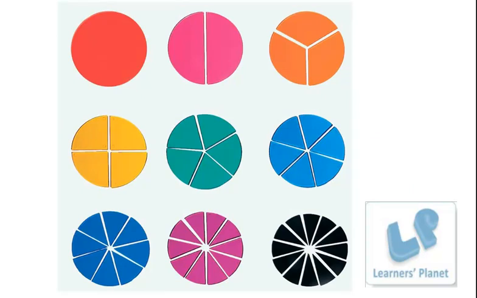Now we see a circle. Here it's whole. This is whole. We call it 1. Now 2 equal parts, that means each part is 1 by 2. If 2 equal parts are there, each part is 1 by 2. Here 3 equal parts, so each part is 1 by 3. Okay, if 2 equal parts are there, each part is 1 by 2. If 3 equal parts are there, each part is 1 by 3. If 4 equal parts are there, then each part is 1 by 4.